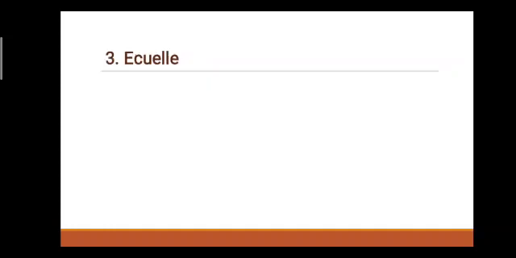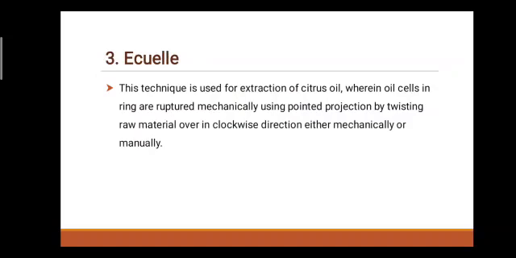Third method, ecuelle. This technique is used for extraction of citrus oil, wherein oil cells in the rind are ruptured mechanically using pointed projections by twisting the raw material in clockwise direction, either mechanically or manually.